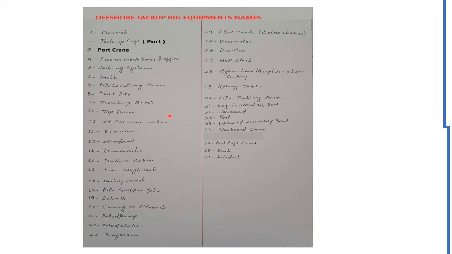Here I have attached a serial number, what I mentioned in the previous slide, in which location, what are the equipments in that rig. So you can refer to this also, because here I have mentioned all the equipments according to the serial number, and I have given the numbering system and numbers to all the equipments of the rig. So you can learn a lot of things.